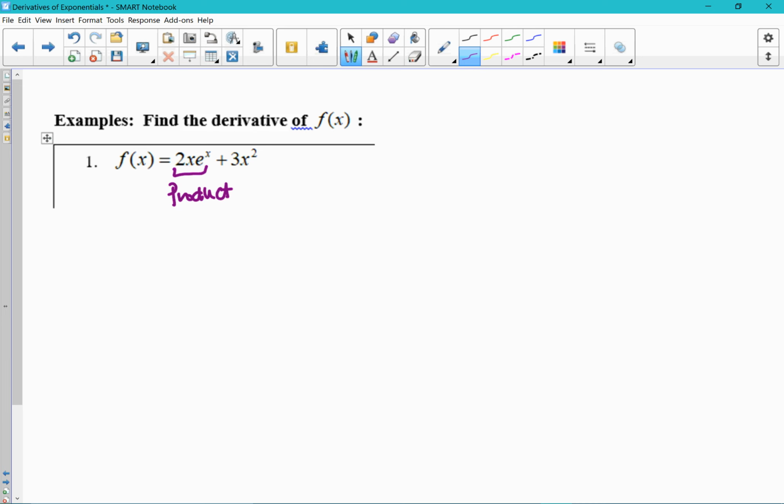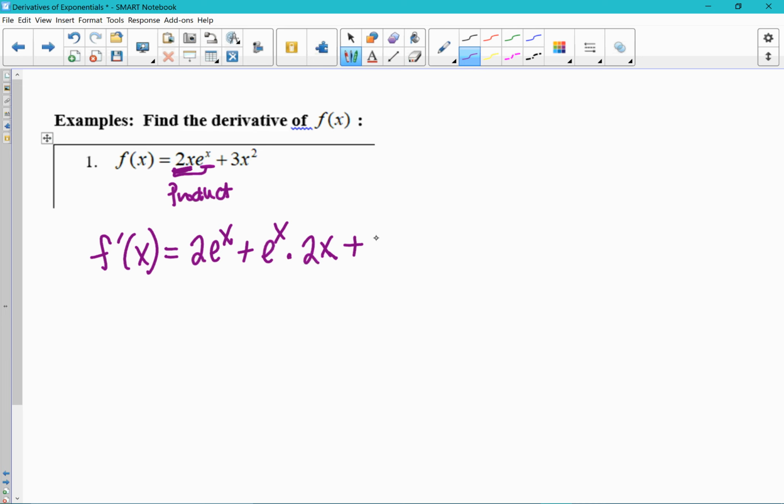And this one just the power, okay? So think of your product as f and g, 2x times e to the x. It's the derivative of 2x, which is just 2, times e to the x, plus the derivative of e to the x, which remember is just e to the x, times 2x. And there's your product rule right there. It's super simple. Don't try to overcomplicate the derivative of e to the x. It's literally just e to the x.